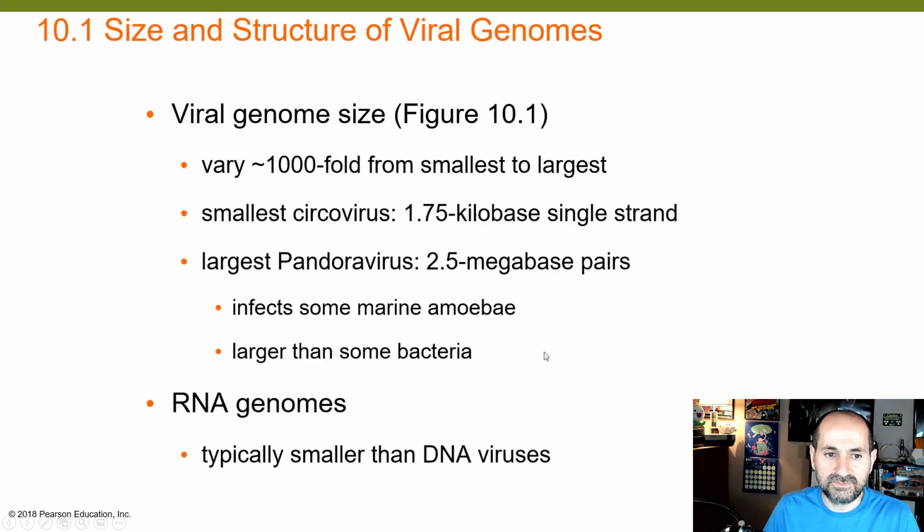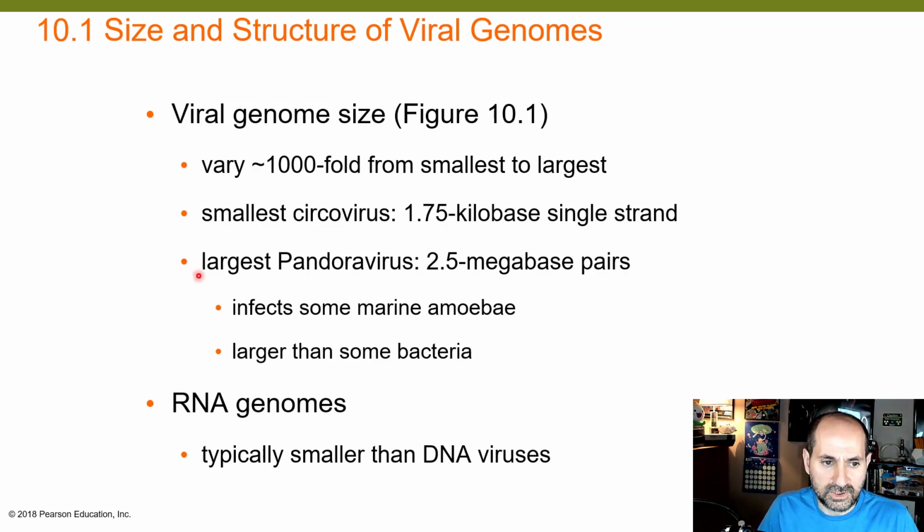So we had a review of viruses in the previous chapter, but now we're just going to delve into what makes them different. First of all, we're going to be looking at the size of the viral genome, and this can vary up to 1,000-fold from the smallest to the largest genomes. The smallest viruses being the Circovirus. This virus has a tiny genome of only about 1,750 bases, so it's 1.75 kilobases as a single strand non-segmented genome. So very tiny genome.